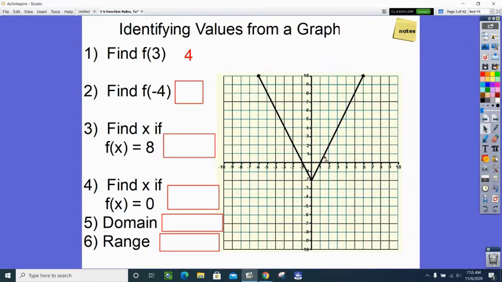How about, if you stop a second, what would f of negative 4 be? So once again, if we come out to negative 4, come up, hit the graph, do you see? And did you say that that would be 6?